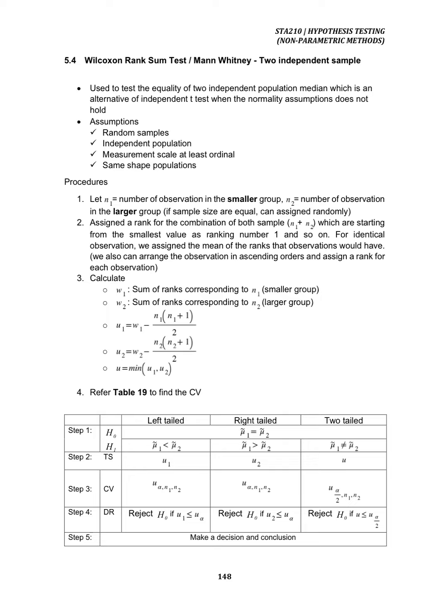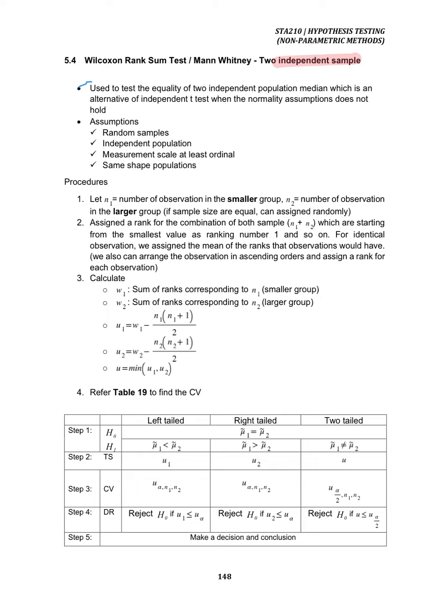Okay, now let's continue into Wilcoxon Rank Sum test, or sometimes we call it the Mann-Whitney test. This one is specifically for two independent samples. Okay, kalau tadi Wilcoxon rank test is for dependent sample, Mann-Whitney test or Wilcoxon Rank Sum test is for two independent samples. We use it to test the equality of two independent population medians, which is an alternative to the independent t-test.